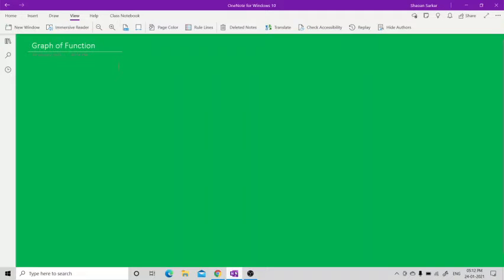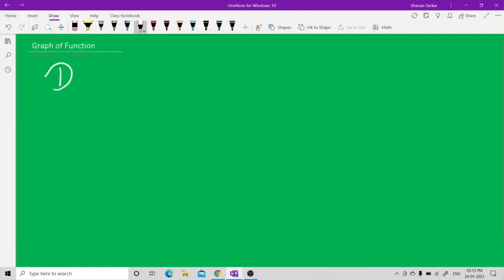Graphs of functions. In the earlier video, we saw what are functions, what are relations, and what are sets. Now we will see how the graph of a function looks like. You have already seen this type of function.